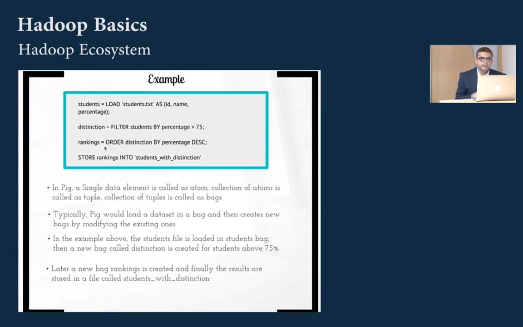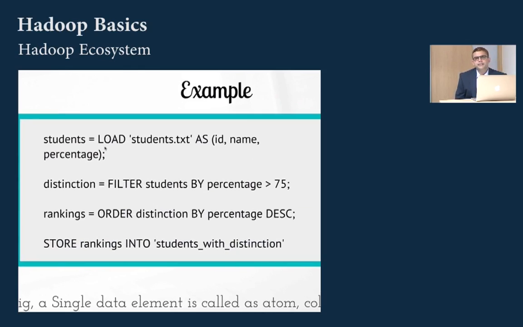Now, this example shows a small Pig script. Here what we are saying is students is load students.txt as id, name, percentage. So students.txt is a file and each record has id, name, percentage. Distinction is equal to filter students by percentage greater than 75. So any student who scored more than 75 would be fulfilling this criteria. Then we are saying order distinction by percentage in descending order, that will order the students in descending order, and finally you can store the rankings.